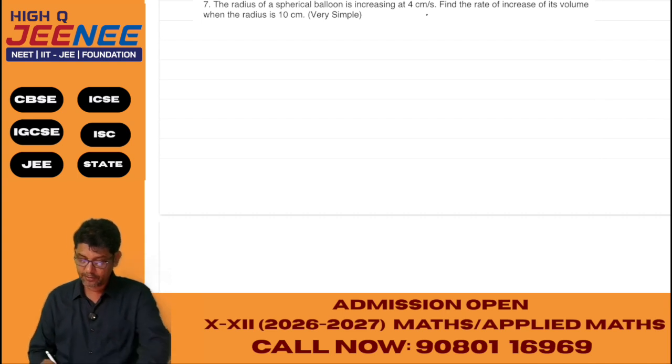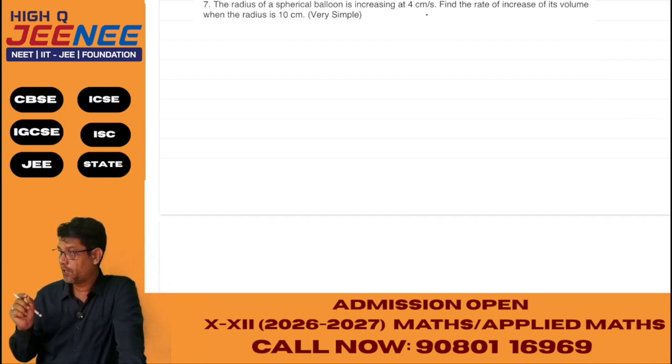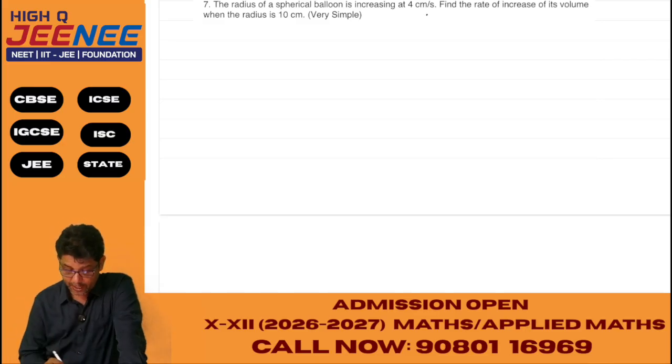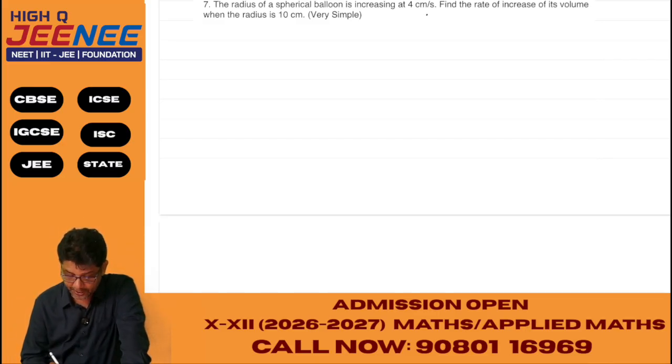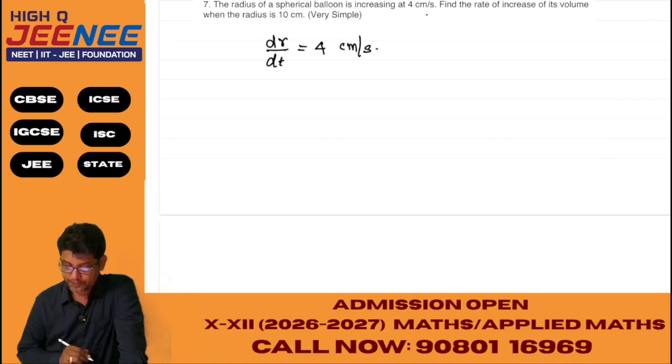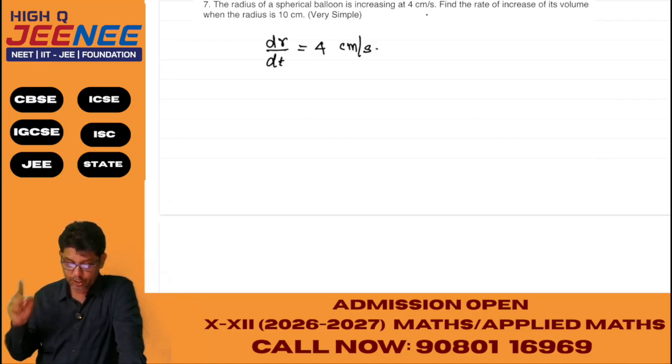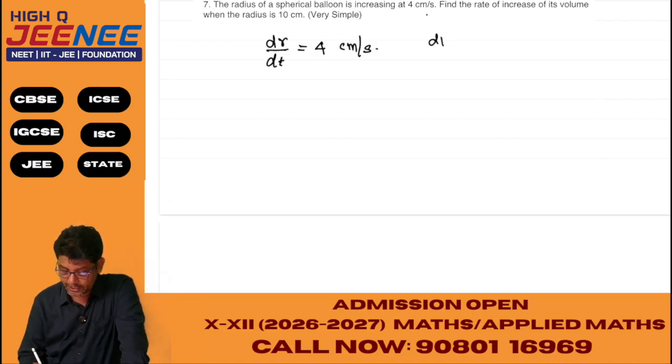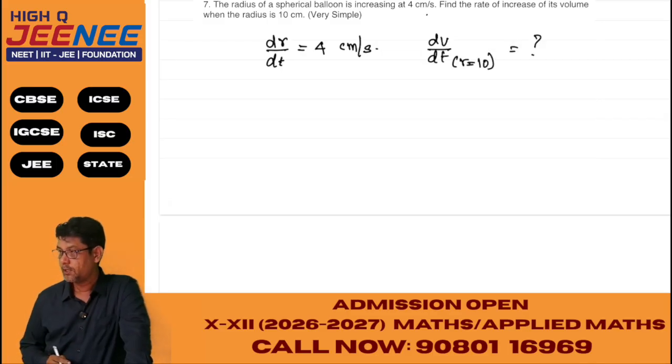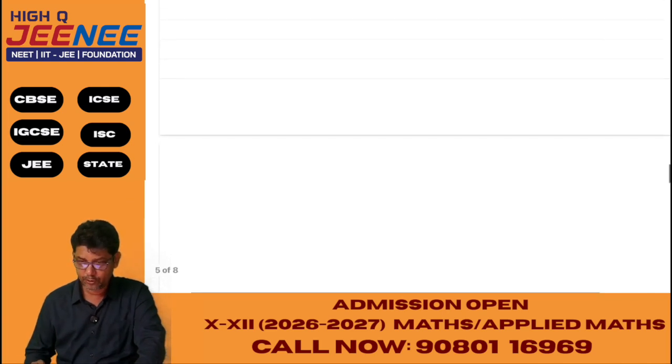See, r is the radius of a spherical balloon and its volume is V. Now, let us write the given information. See, dr by dt is given. What is dr by dt? 4 centimeter per second. Find the rate of increase of its volume. That means they ask you to find out dV by dt when r is equal to 10. Is this what they ask you to find out? Yes. Now, what do we have to do, my dear, tell me.